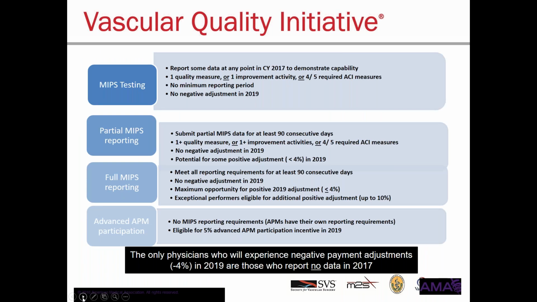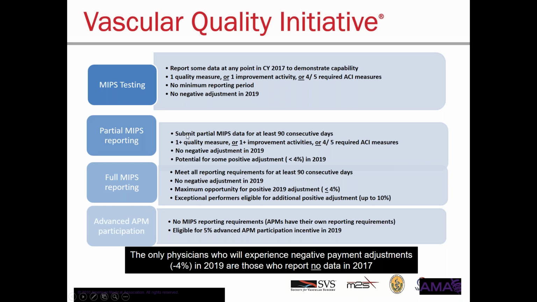So let's just summarize here for a minute, and hopefully people get a little time to put down some questions. So again, to avoid the penalty in 2019 based on 2017 activity, one quality measure or one improvement activity or doing the ACI measures, you need to report over 90 days, although there's no minimum. You don't have to do it for 90 days, but you want to try to do it as much as you can in the 90 days so CMS doesn't accidentally not be able to find your data. And then you'll have no negative adjustment in 2019.